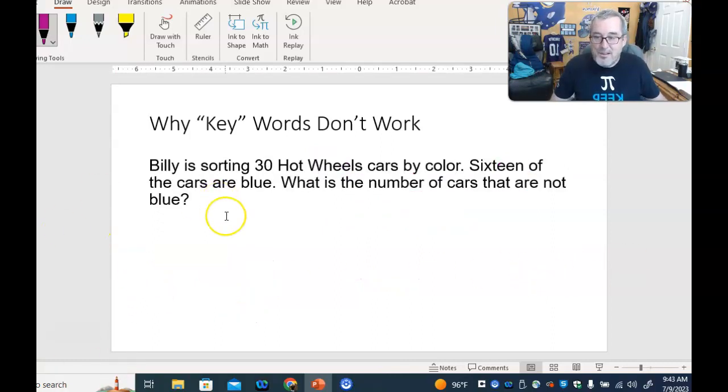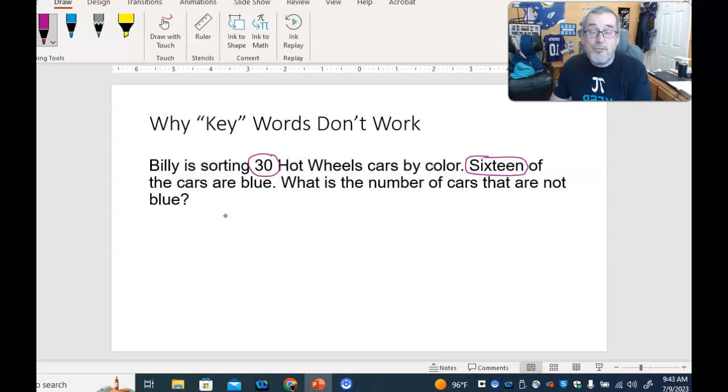I have one more. Billy is sorting 30 Hot Wheel cars by color. 16 of the cars are blue. What is the number of cars that are not blue? So sometimes in terms of keywords and numbers, we might write out a number, and we teach, watch out for that. Make sure you circle the word numbers as well. So there's a 30 and there's a 16, and then here's another one that we often teach that is, I think, a bad idea.